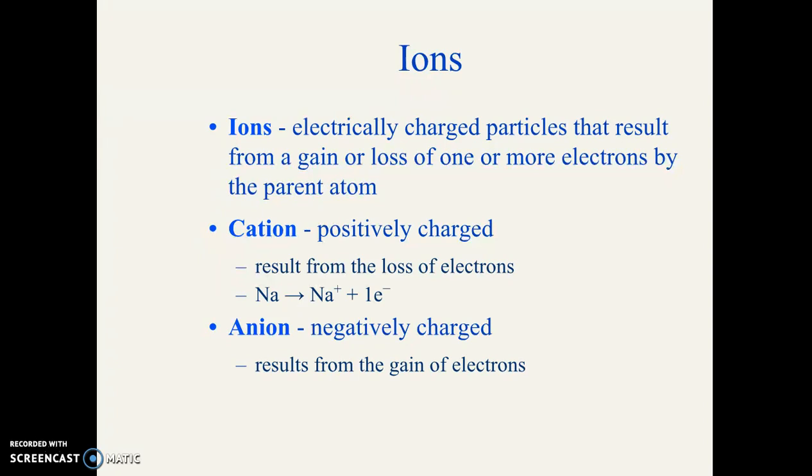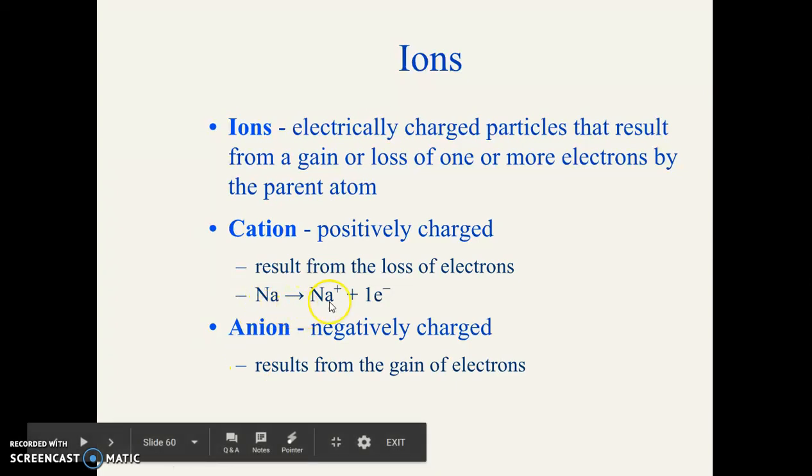So ions are electrically charged particles that result from a gain or loss of 1 or more electrons by the parent atom. So that atom is going to lose or gain electrons to become more stable. So a cation is positively charged, so that's what we call a positive ion. All of the metals are cations. So if you think about this, all of the metals are then going to go through the process of losing electrons. All metals want to lose, and they form positive ions. So for example, sodium loses 1 electron and forms the sodium ion.